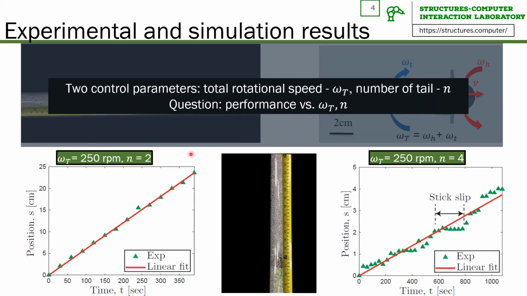From experiments, we found that omega t has to reach a threshold before the robot can start to move. Then we plot the experiment data of the robot position versus time. Then we linearly fit the experimental data, and the slope here denotes the robot moving speed. When n increases from 2 to 4, we found that sometimes the robot gets stuck in the same position for some time, and this is called jamming or stick slip.